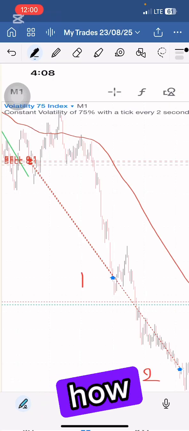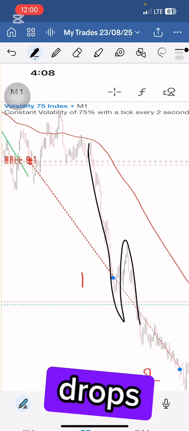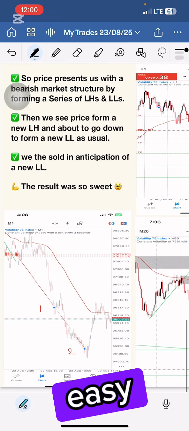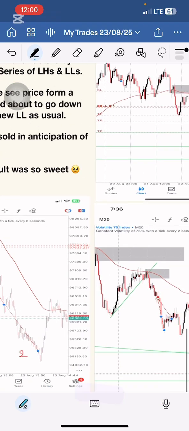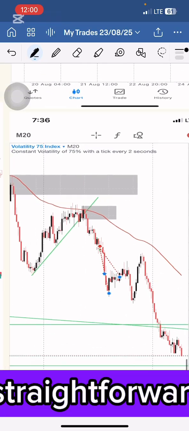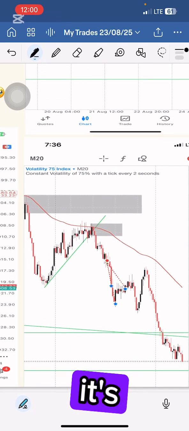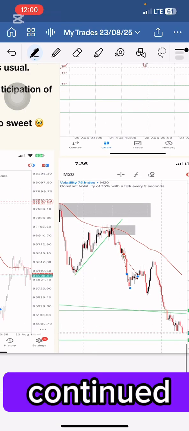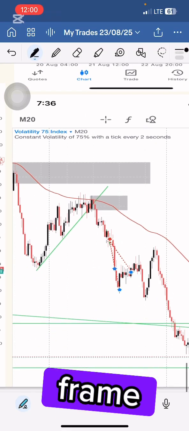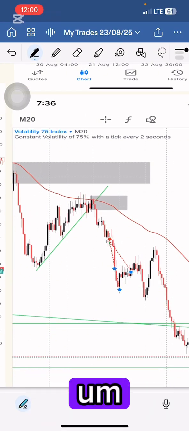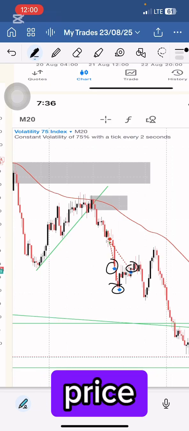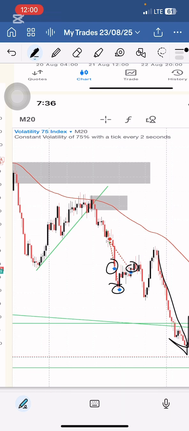Then you see how the thing dropped. See how price kept dropping. Very, very easy, very simple and straight to the point. Now look at it, it continued dropping. This was a 20 minutes time frame actually. So this is where I exited all my trades here, but price continued dipping.